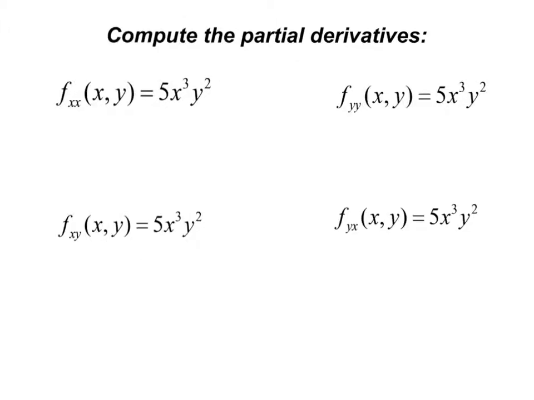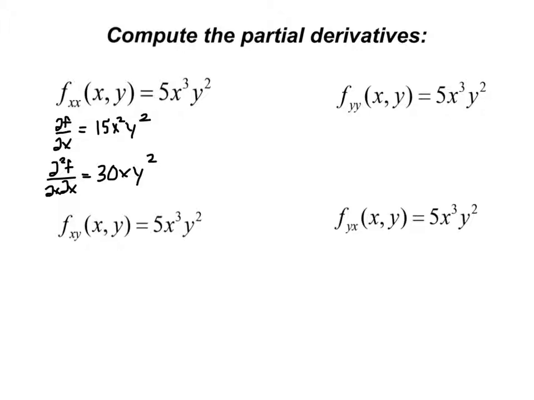Now, computing the partial derivatives. I think these top two are probably pretty simple because what you see is that we first are going to find the derivative with respect to x, which we already did. It was 15x squared y squared, and then we're going to do it again. So we're going to find the second derivative with respect to x. So now it's 30x y squared. Okay, so we did the same thing again. We treated y as a constant and found the derivative with respect to x again.